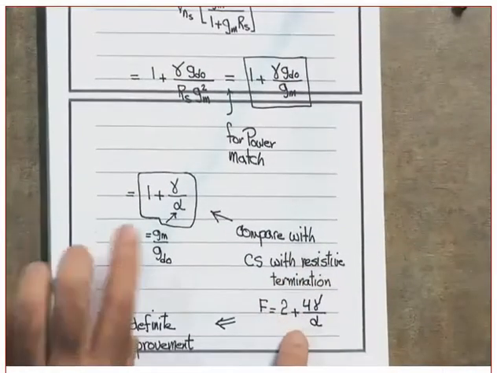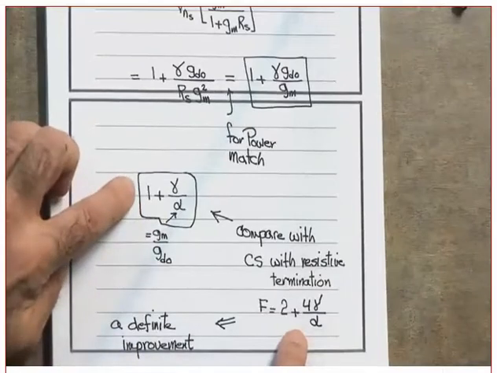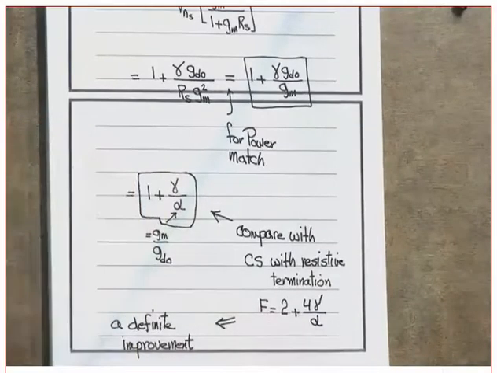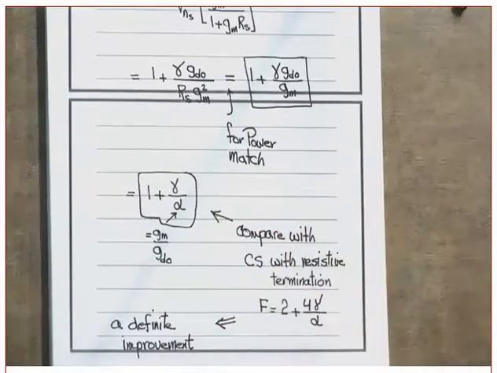How much was the F? It was this. How much is the F here? It's this. Did you get this or not? Which one is better? This one is better. Are you following me or not? The common gate is what? Is better. This one, they found out that they can reach what?